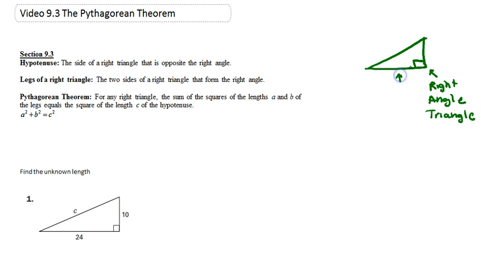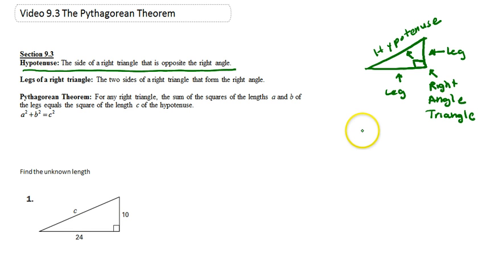The two sides that form the right angle we call the legs of the right triangle. And the side that's directly opposite of our right angle we call the hypotenuse. So the hypotenuse is the side of the right triangle that is opposite the right angle, which we have here. Now let's look at another triangle.